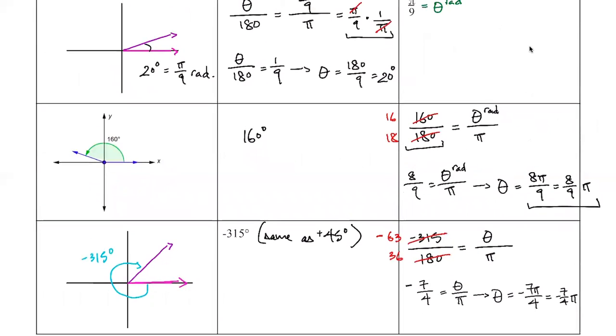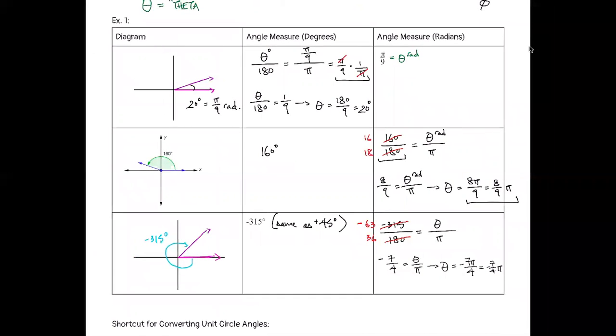Any questions on going back and forth between the diagrams, the angle measures in degrees, and the angle measures in radians?